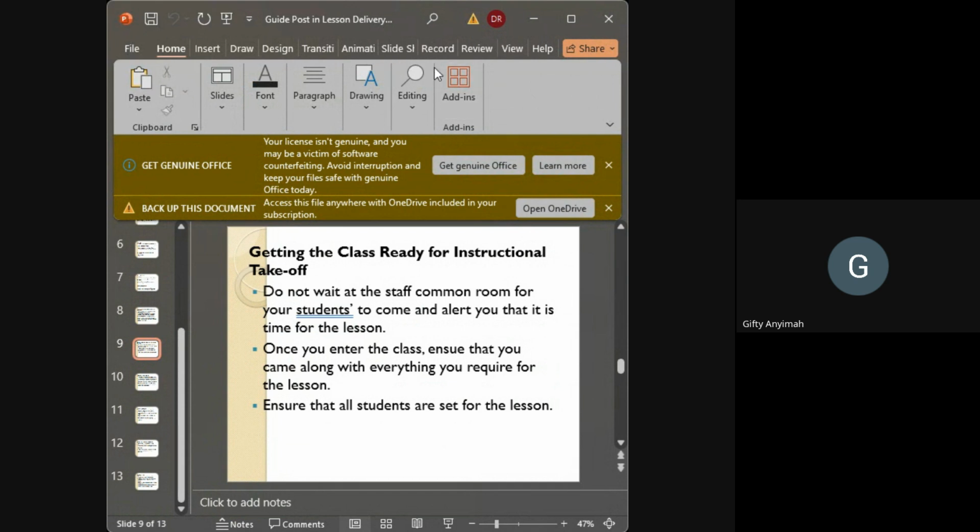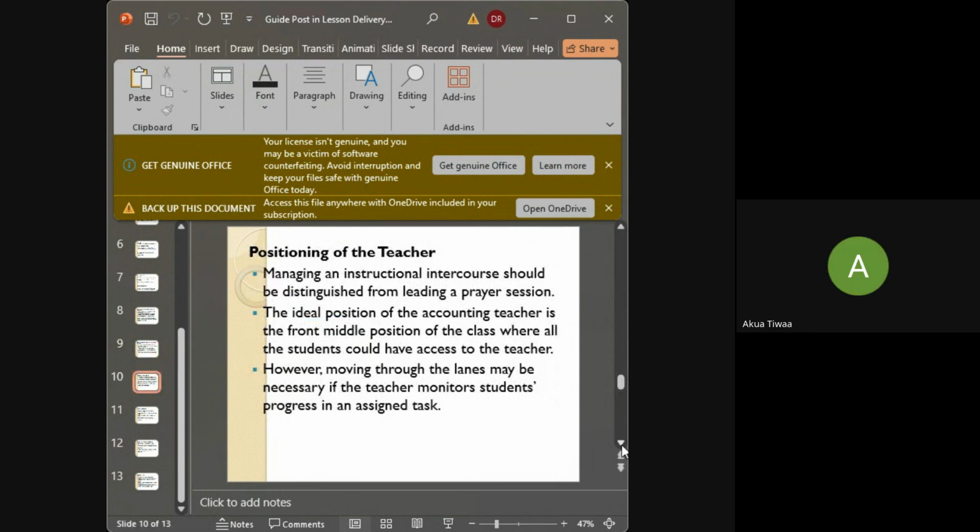Everybody will look at you. Then sometimes when you are explaining, you need to go round through the lanes so that those who are not paying attention will take you serious. After giving them work to do, you have to go around and see those who are doing the right thing. If the person is not doing the right thing, then you try to correct before they bring their work to you. That is fine.